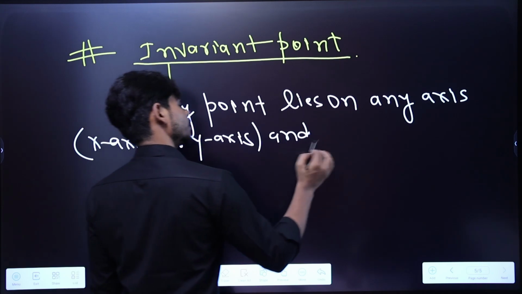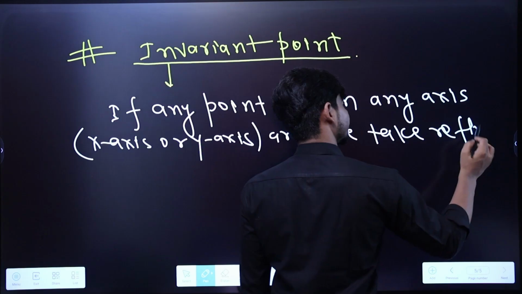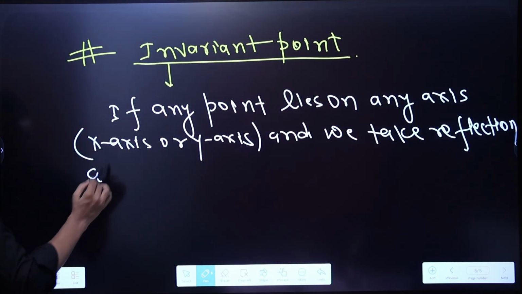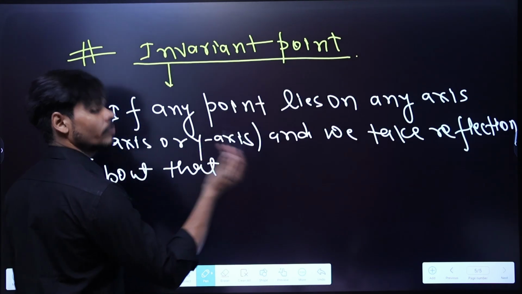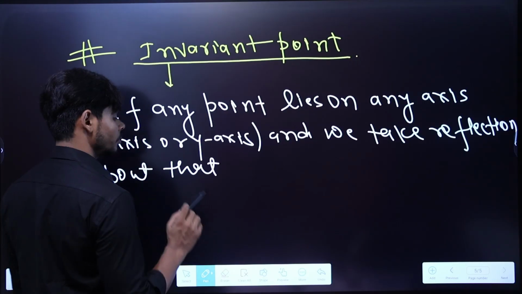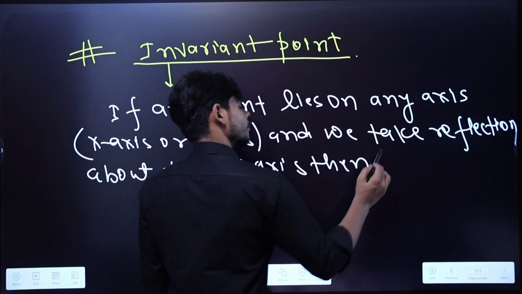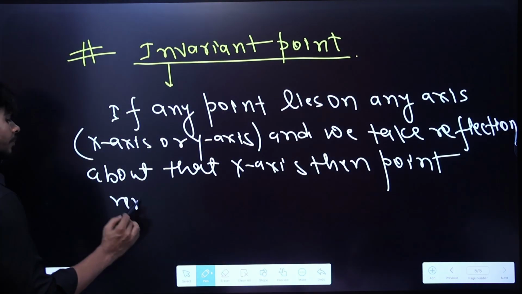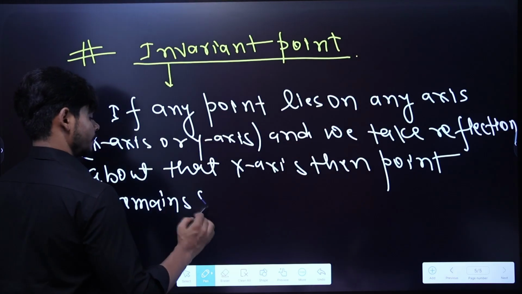and we take reflection about that axis, about that axis means x-axis or y-axis respectively, then the point remains the same. No change is observed. It remains the same.